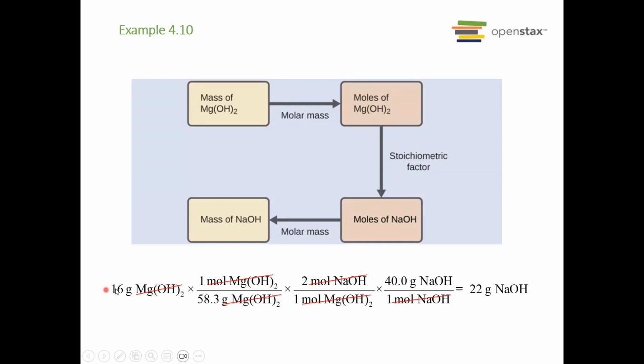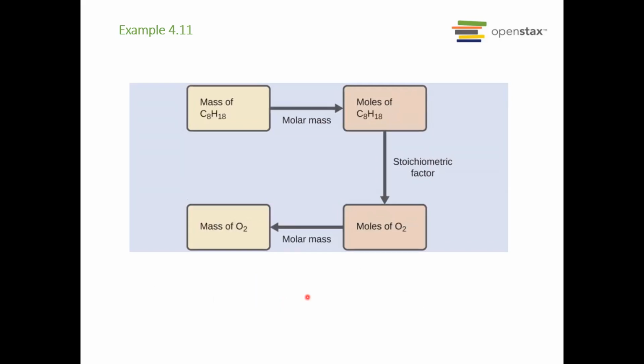So we'll have a different amount initially. We'll have different molar masses for whatever those substances are. The balanced chemical equation may have different coefficients, but the process, that general structure outline, is always going to be the same. So again, if we just look at another one, in this case, it's octane, C8H18.